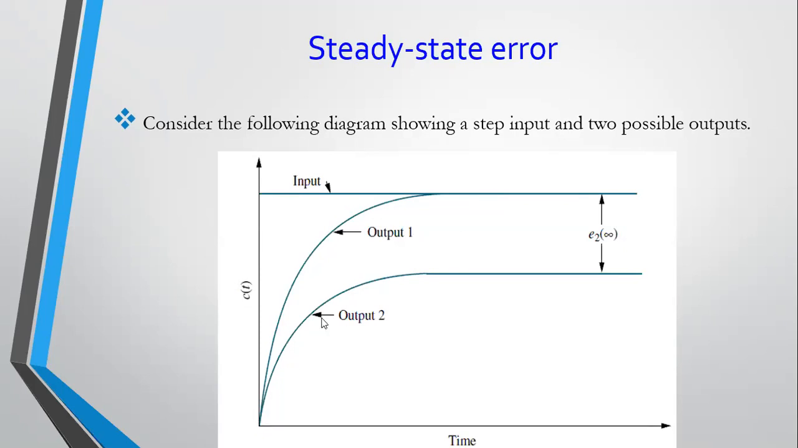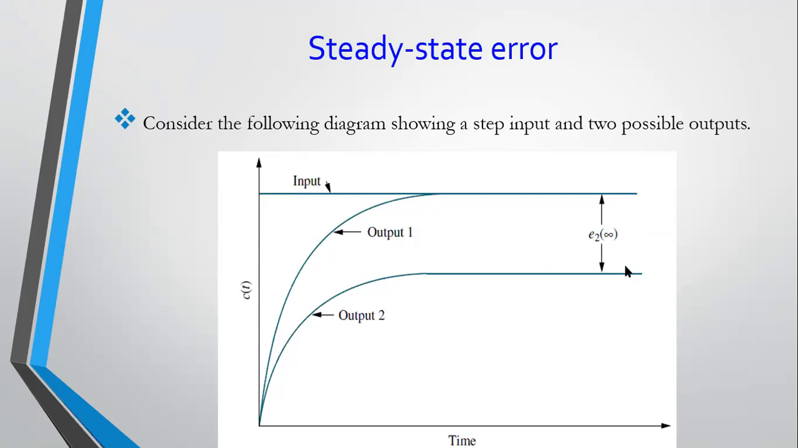Now if you look at output number 2 here, again there's a transient part, but when the output has stabilized, so there are no more changes, we find that you have a difference between the desired value and the output. But importantly, the system is stabilized. So this error is fixed. It means you have a fixed steady state error.